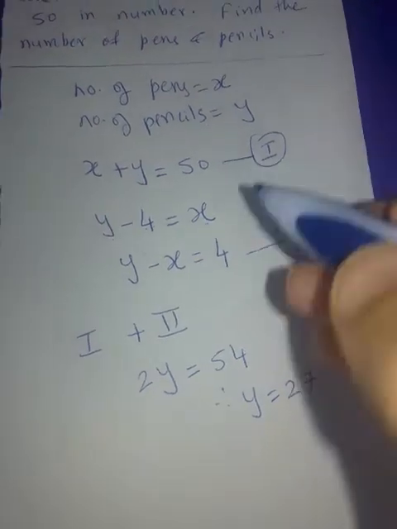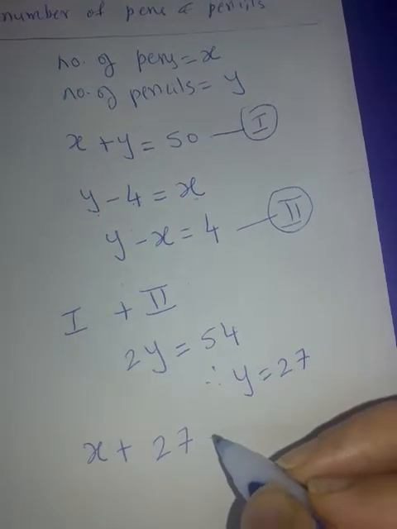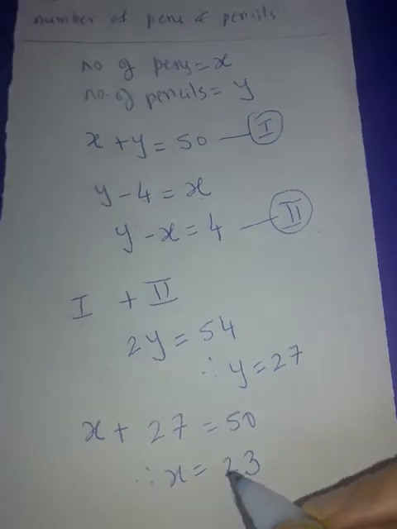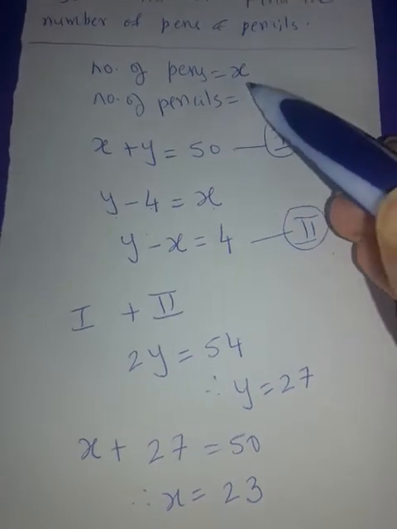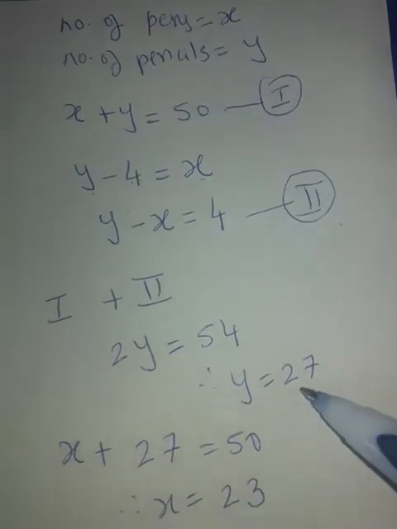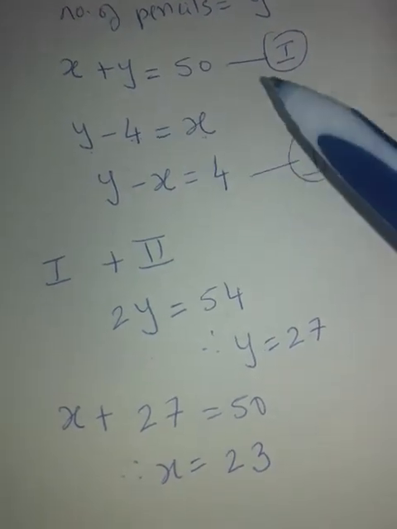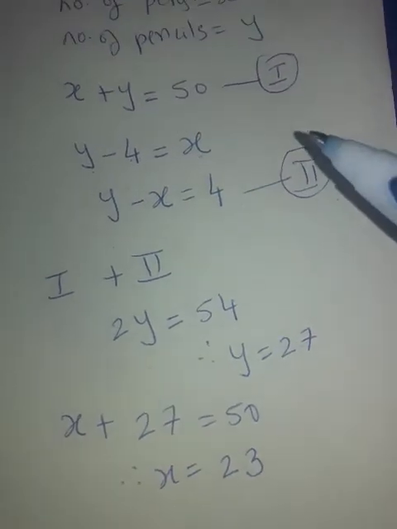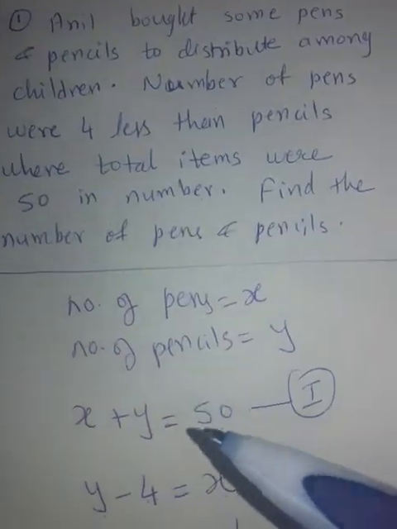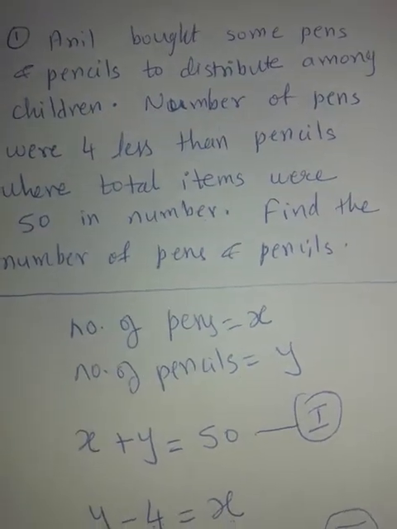And substitute y in equation 1 or 2. I am substituting in the equation 1. Therefore x is equal to 23. So my answer is ready. Number of pens is 23. Number of pencils is 27. So here what we did? We used elimination method. It saved our time. Right? So always don't go for shortcut. Here elimination method itself is a shortcut. Getting my point? So let's move to next example.